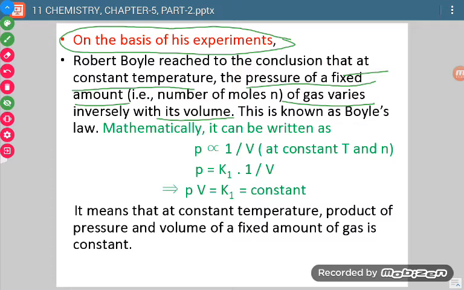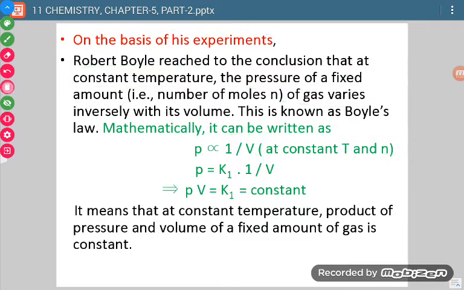Now see, what is the condition? The temperature should be constant. If temperature is kept constant, then the relationship between pressure and volume is that pressure is inversely proportional to volume, for a fixed amount of gas. Here n stands for the amount of gas, the number of moles of gas. So the amount should be the same, the temperature should be the same, then pressure and volume are related inversely to each other.